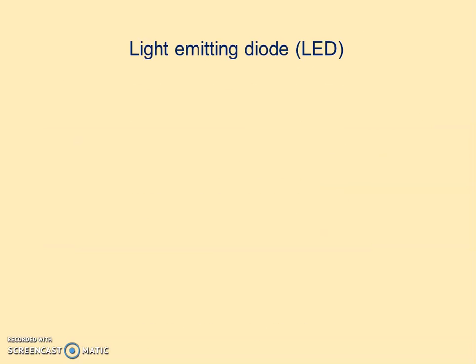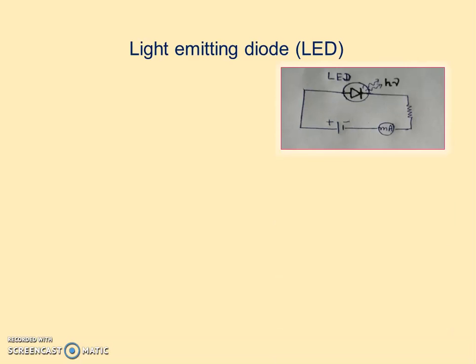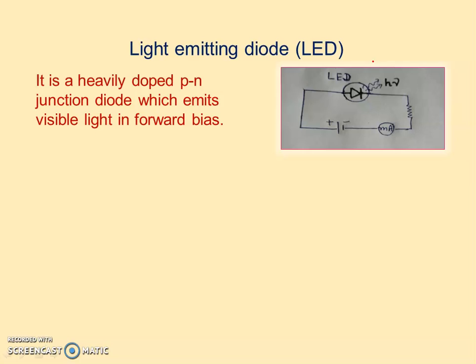Now first of all, light emitting diode. In this case, the LED is connected with the power supply, means battery. So what happens, this diode emits the light. Light means the visible portion of the electromagnetic wave. So it is called LED. It is a heavily doped PN junction diode which emits visible light in forward biasing.